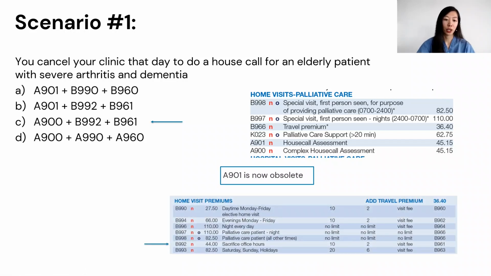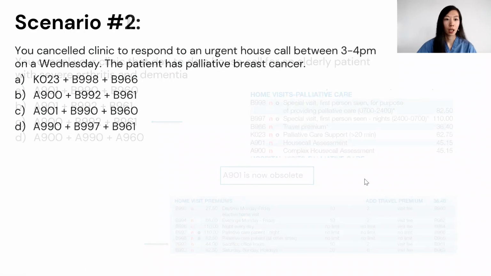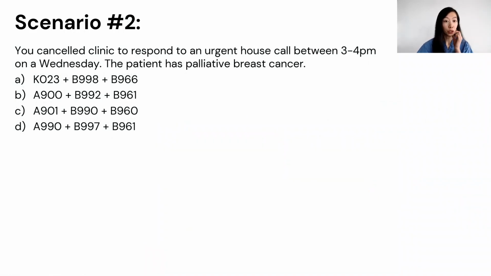And I've put this screenshot here just to jog your visual memory for sacrificing office hours that day, because you canceled your clinic, B992, as well as your travel premium of B961. Okay, scenario 2. You canceled clinic to respond to an urgent house call between 3 to 4 on a Wednesday, and the patient has palliative breast cancer. So pause the video, write down your answer, and the answer is A.